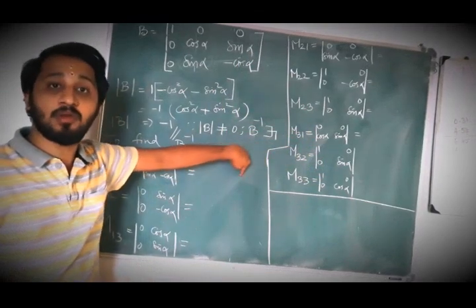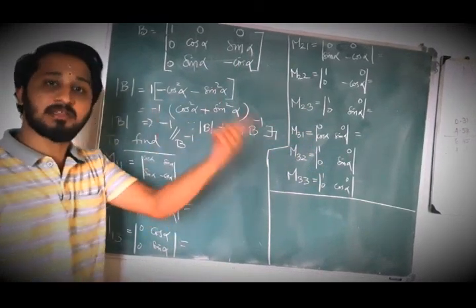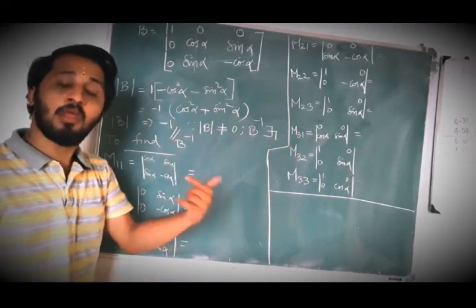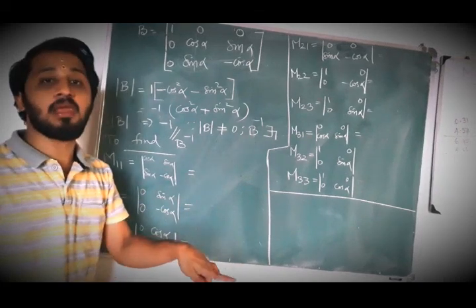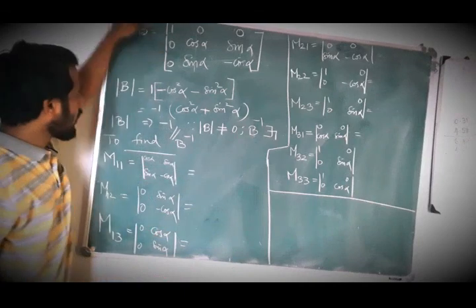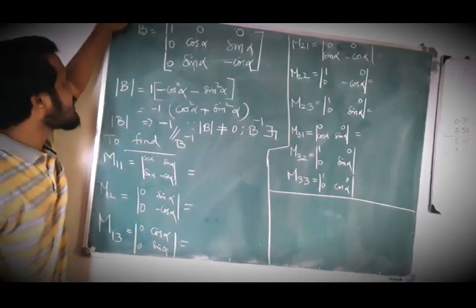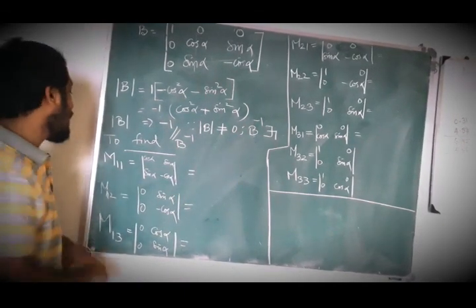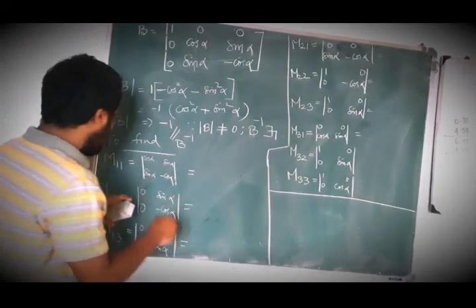According to this, we have to find out the cofactor matrix. Cofactor matrix transpose is nothing but adjoint A. 1 by determinant B into adjoint B is the answer over here, because we have considered the matrix name as B now. That's why. So m11, what is minor m11?